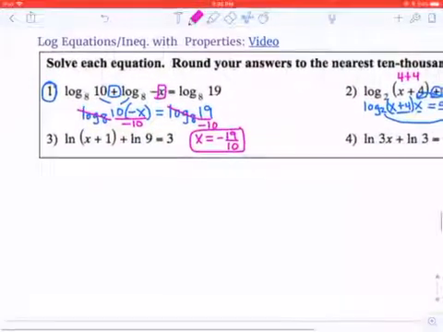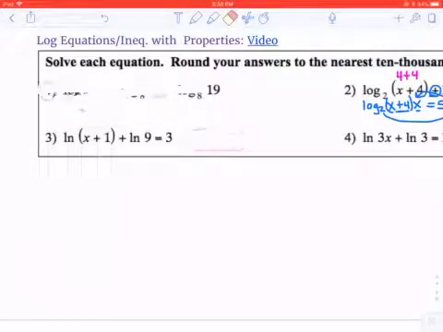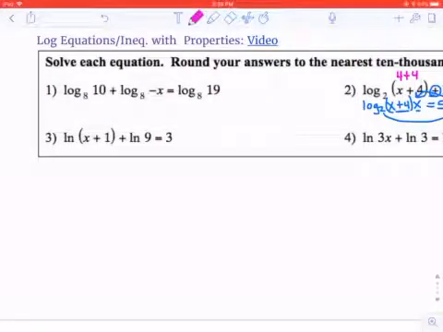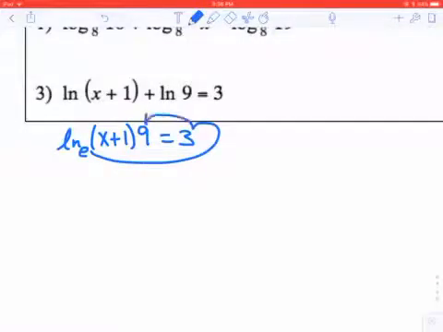Now let's look at number 3. I'm going to erase number 1 so you can see number 3 very clearly and not get tangled up in the work for number 1. So number 3 is natural log of x plus 1 plus natural log of 9 equals 3. So they are adding. We need to multiply and bring down the 3. And then we only have one log, so we cannot cancel it. We have to rewrite it in exponential form.